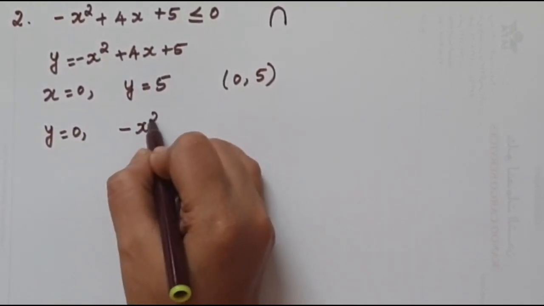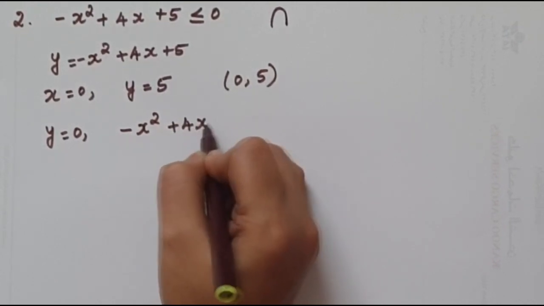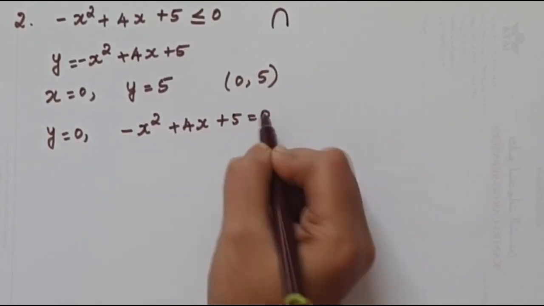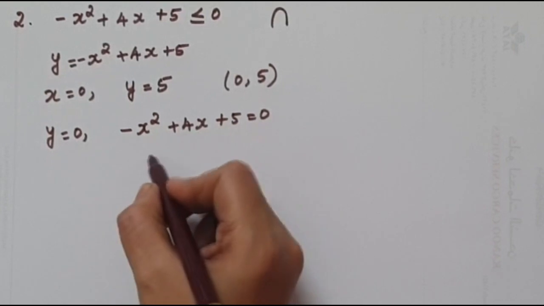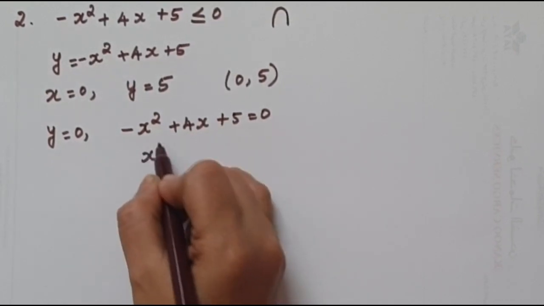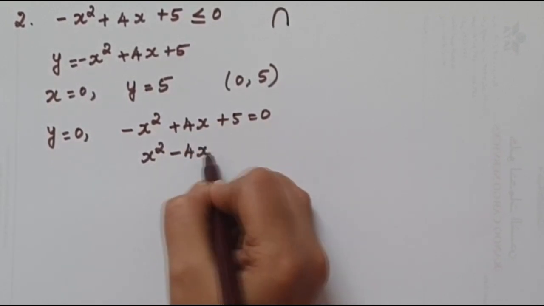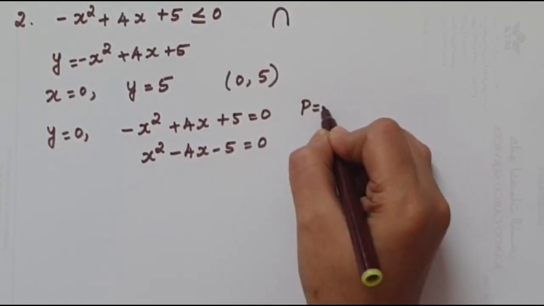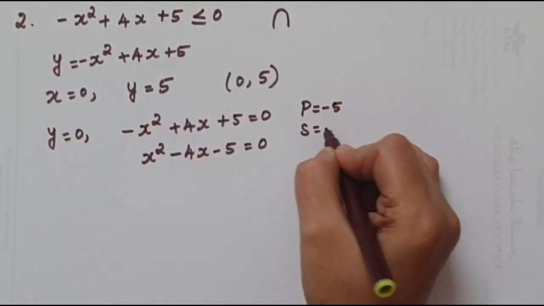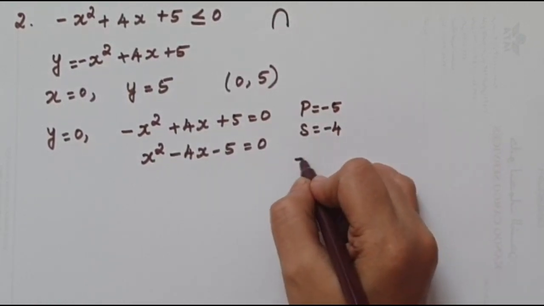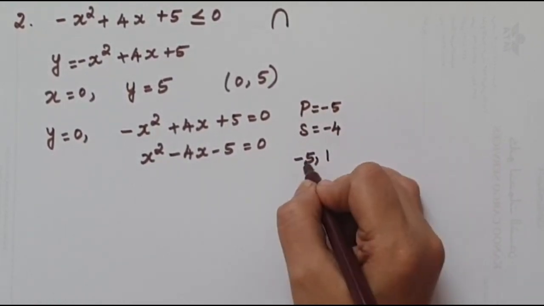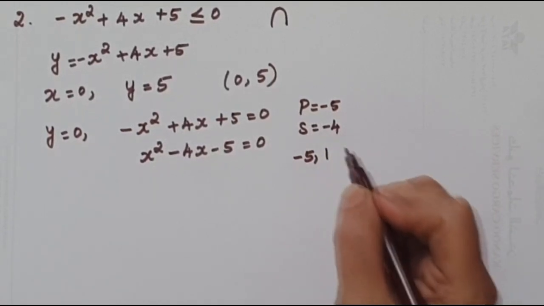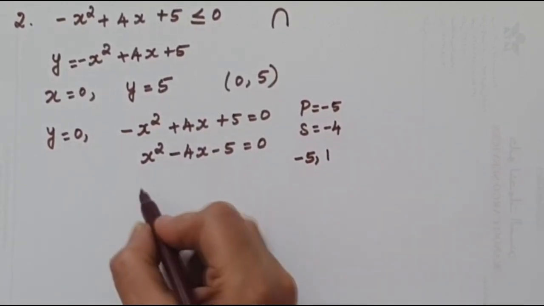When we substitute y as 0, minus x squared plus 4x plus 5 will be equal to 0. I'll multiply the entire equation by a negative sign, so it becomes x squared minus 4x minus 5 equal to 0. Now our product has to be minus 5 and the sum has to be minus 4. So it will be minus 5 and 1, because when we multiply we get minus 5, and when we add, it is minus 4.